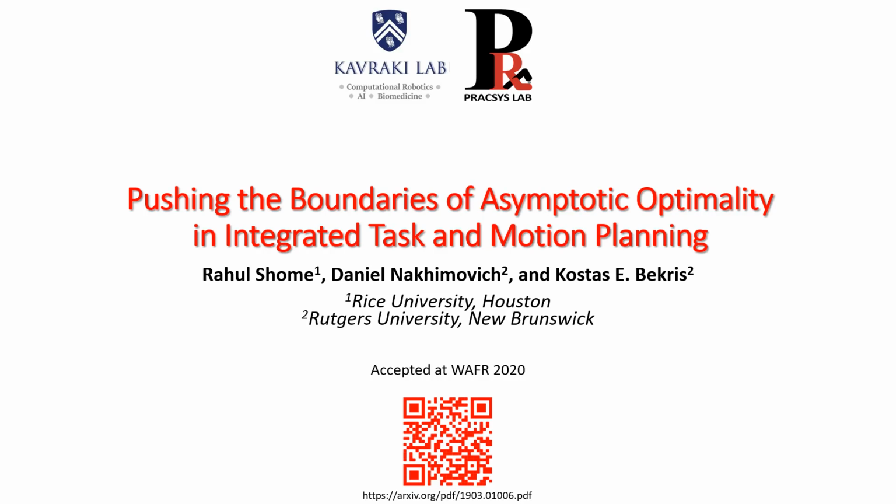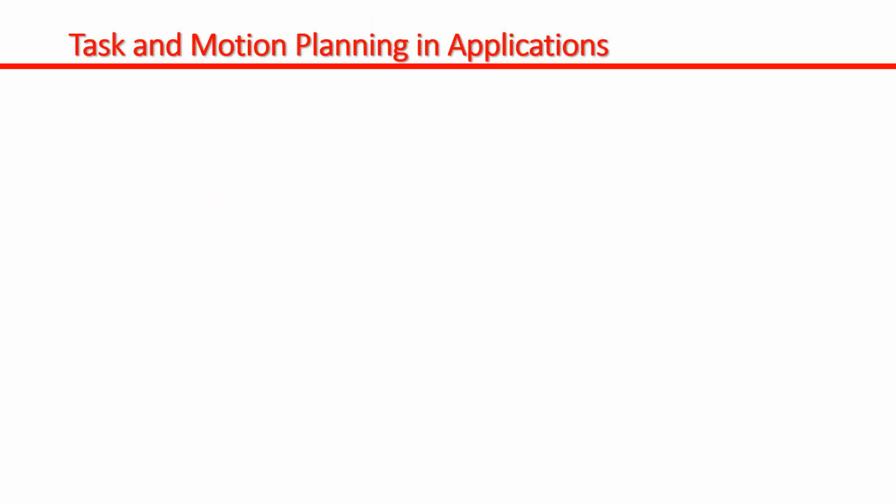In this talk, we are going to go over some recent theoretical results on the asymptotic optimality of task and motion planning. I'm Rahul Shome. I'm a postdoctoral research associate at Rice University, and this was work done while I was at Rutgers University with my collaborators Daniel Nakhimovich and Kostas Bekris.